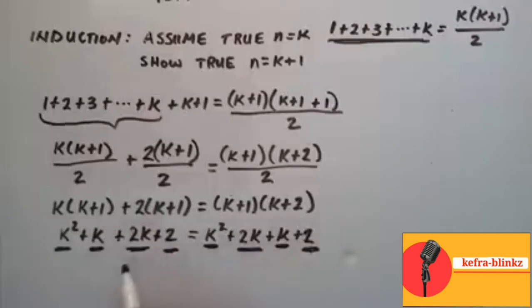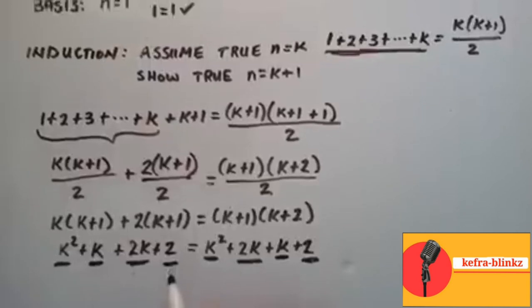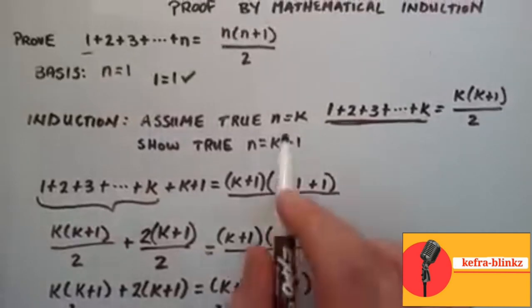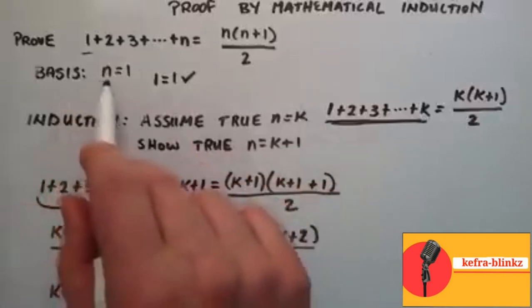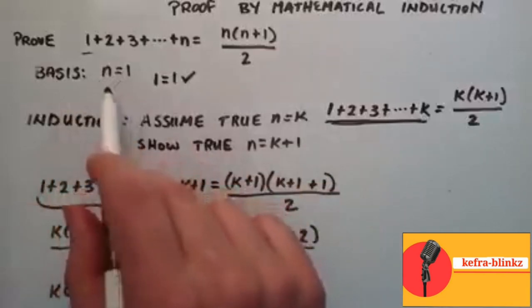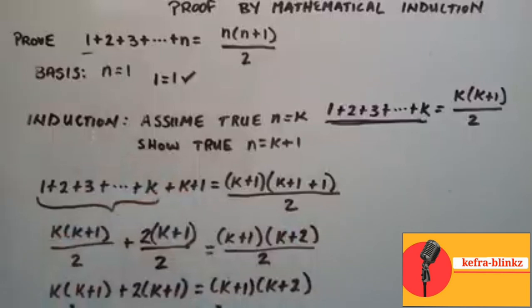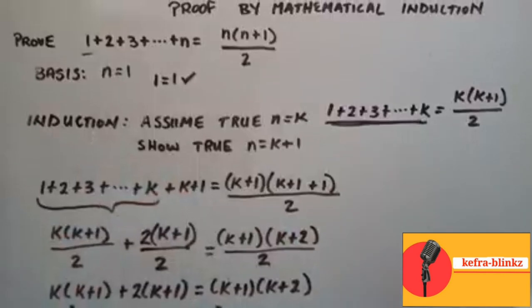So we've basically showed that this is true for n equals k plus 1. And we did that based off of the assumption that it is true for n equals k. And we've checked the basis step to show that it works for at least the most simple case. And basically that is the entire proof right there. We have now proved that this statement is true by mathematical induction.